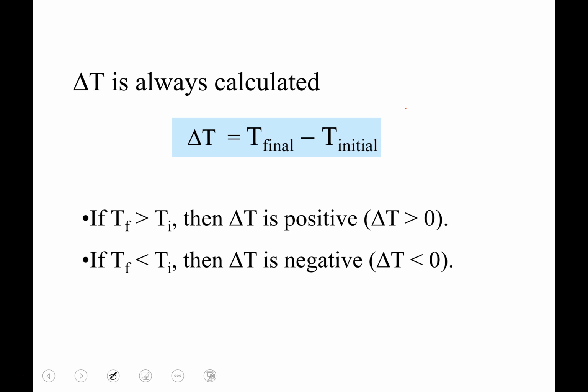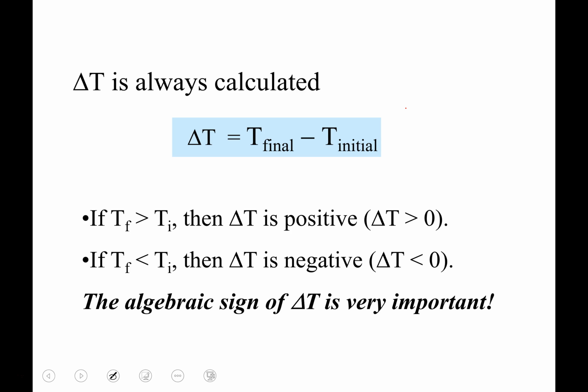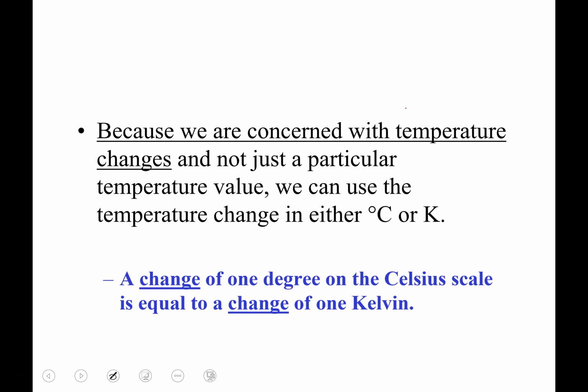If your final temperature is less than what you started out with, then you're subtracting a larger number from a smaller number, and it's going to be negative, less than 0. Okay, so it's very important. I think I've said that. And the reason it's so important is that, we already did this slide, you okay with this?